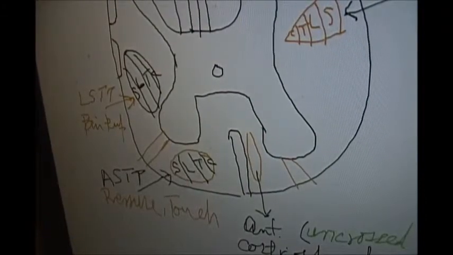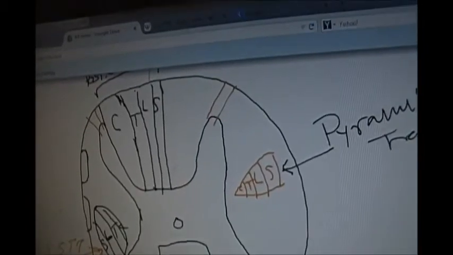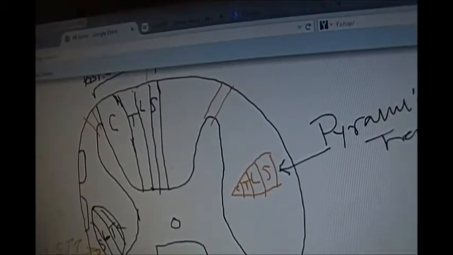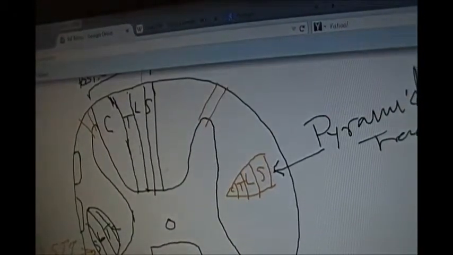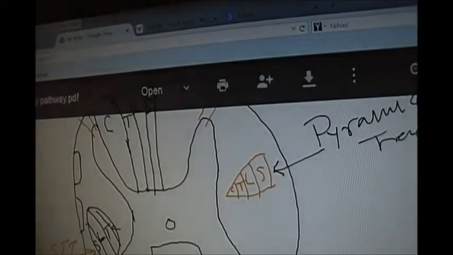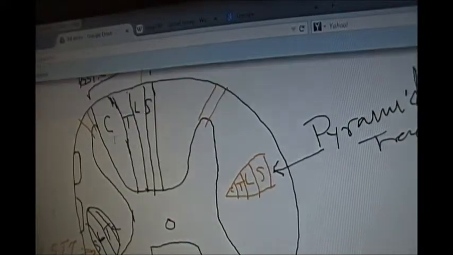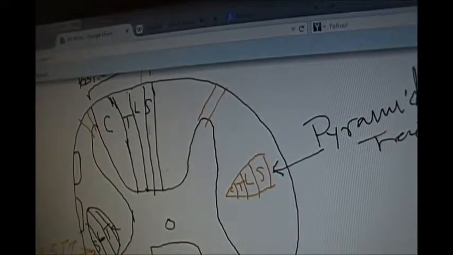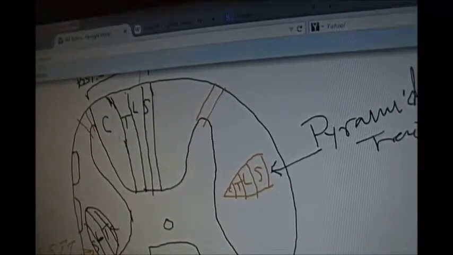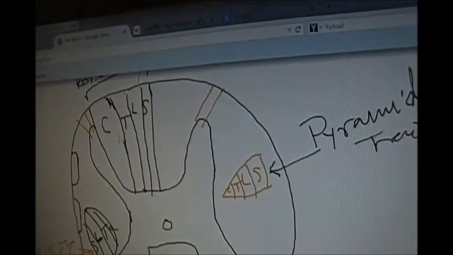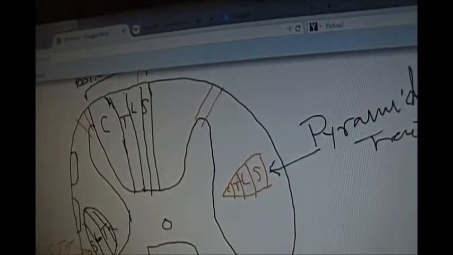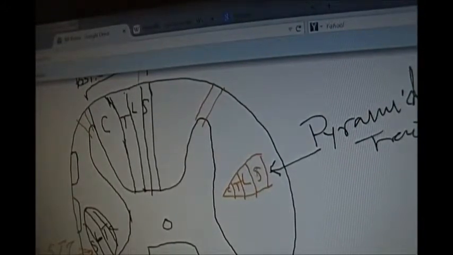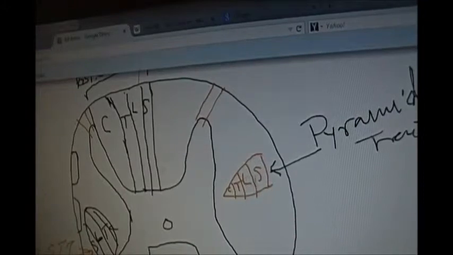the anterior spinothalamic tract. If we go posteriorly in the section, you see the dorsal column here. In these fibers, the sacral is the most medial, and the cervical is the most lateral in the dorsal column. We'll come to discuss this later. And this one here is the pyramidal tract, which is in the lateral part of the white matter.